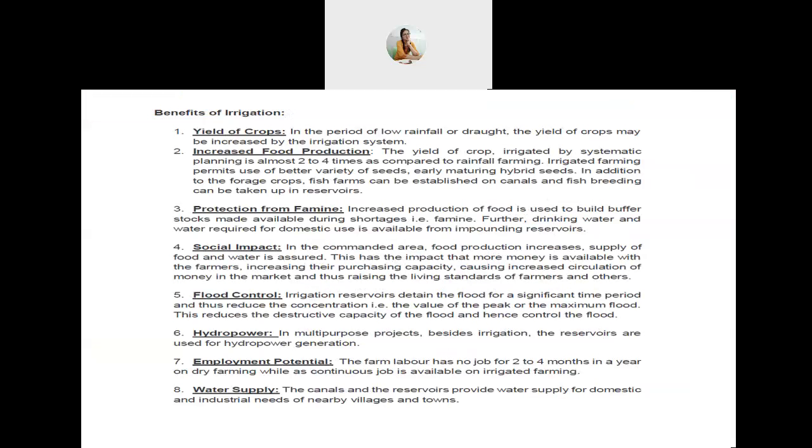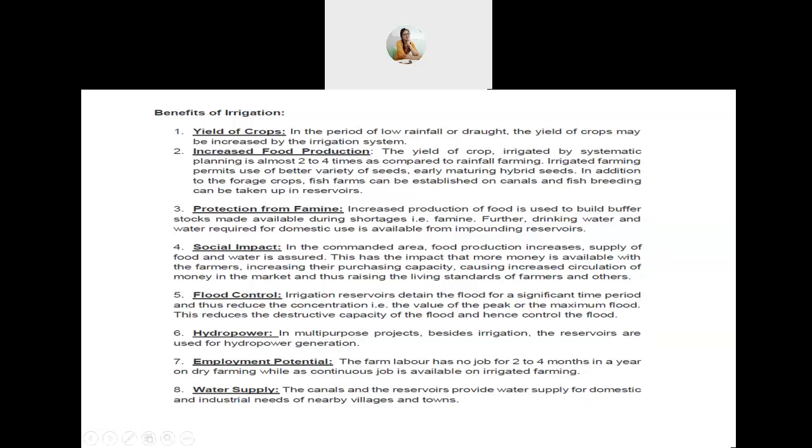Now we will continue with the next two topics, that is benefits of irrigation and defects of irrigation. First, let us go through the benefits of irrigation. Number one, yield of crops. In the period of low rainfall or drought, the yield of crops may be increased by the irrigation system. Number two, increased food production.